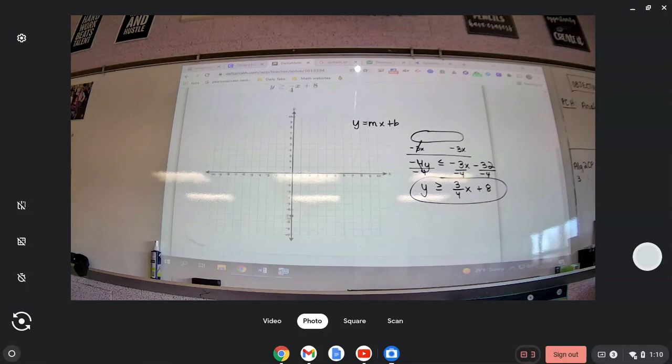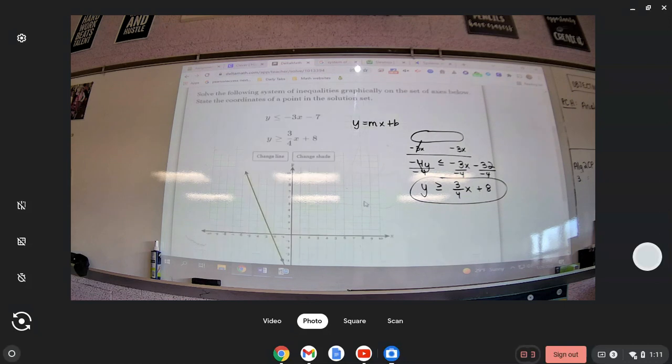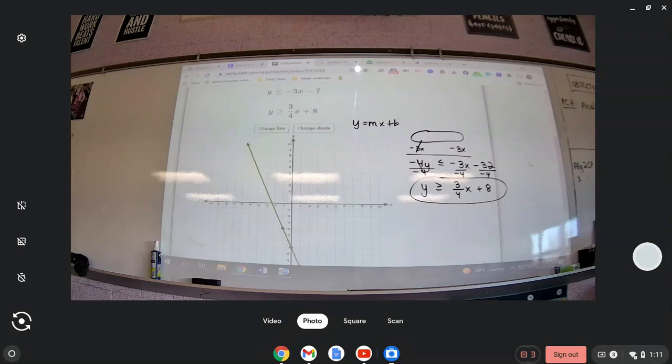Now, if you find that going down 3 and right 1 brings you off the graph, then use the slope in the other direction. Instead of going down 3, right 1, go up 3 and left 1. Solid or dashed? Solid. Less than or equal to means we can include the points on the line.